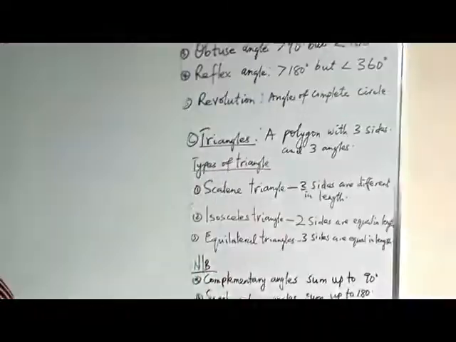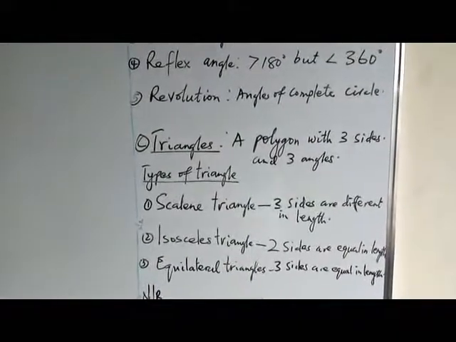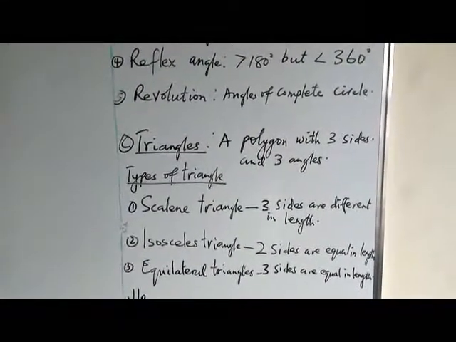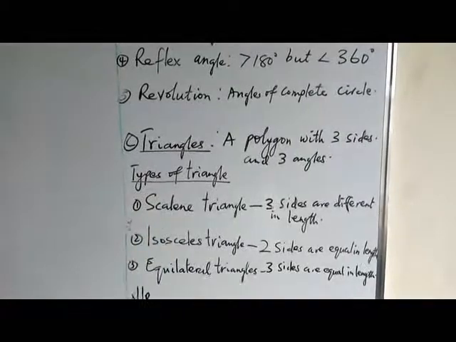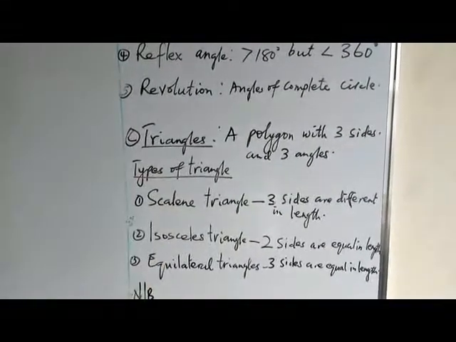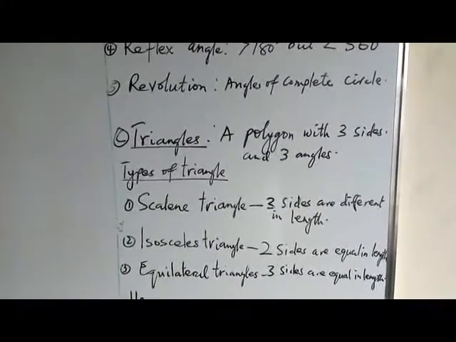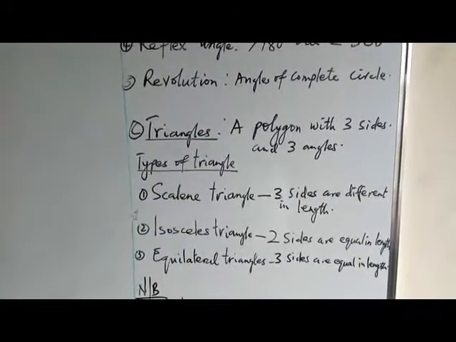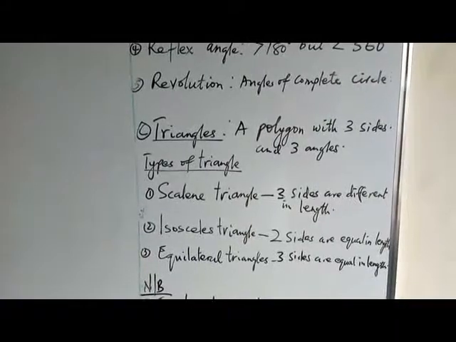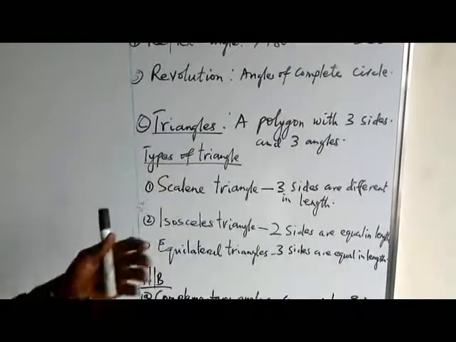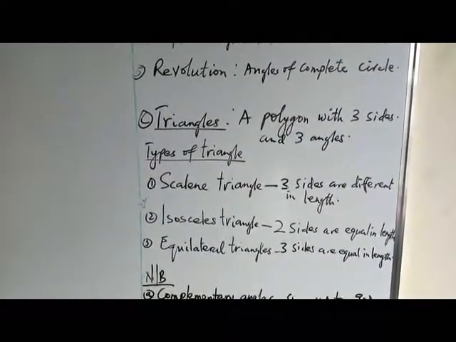All right, let's look at triangles. We're going to look at what triangles are. We say that a triangle is a polygon with 3 sides and 3 angles. When we talk about polygons, we have different types of polygon. A triangle has only 3 sides and 3 angles.